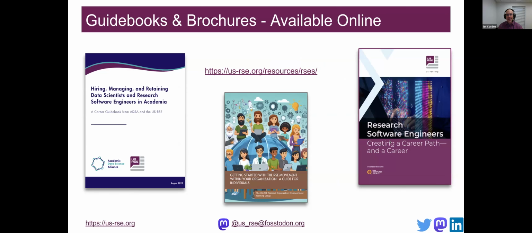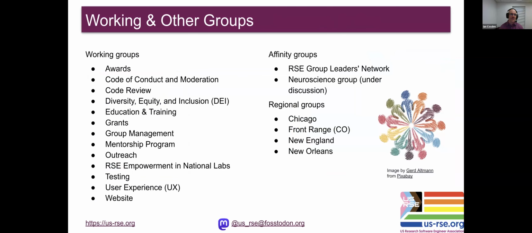Some of the resources that we have available that are becoming increasingly polished and put together. A few examples, so hiring, managing, retaining data scientists and research software engineers. We teamed up with the Academic Data Science Alliance to put together this 100-page guidebook of setting up data science and research software engineering programs in academia. The one in the middle here is getting started with the RSE movement within your organization, that was put together by the National Lab Empowerment Working Group within USRSC. And the last one is geared more towards students about what does this career path look like.